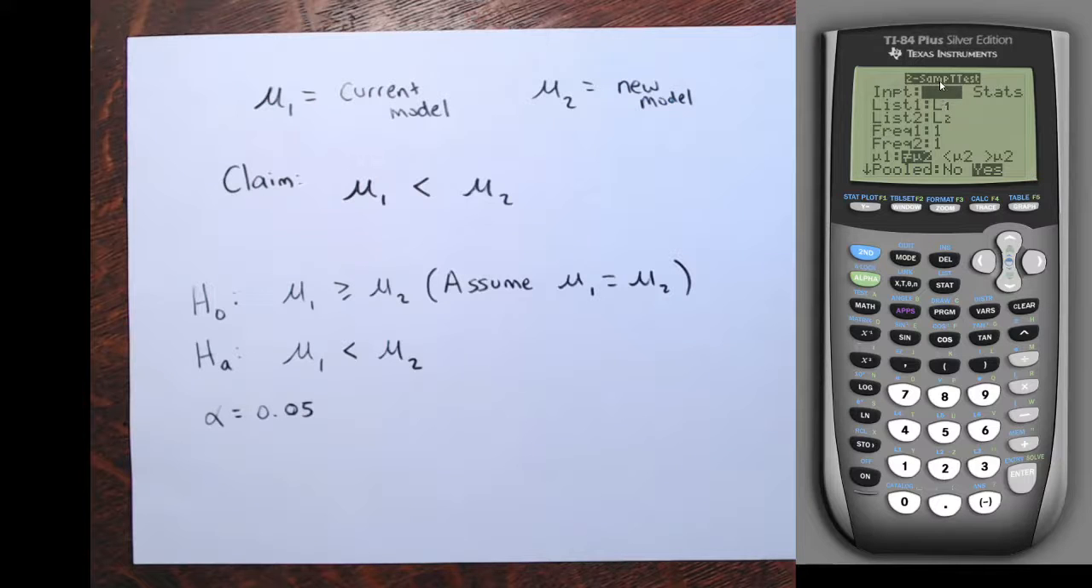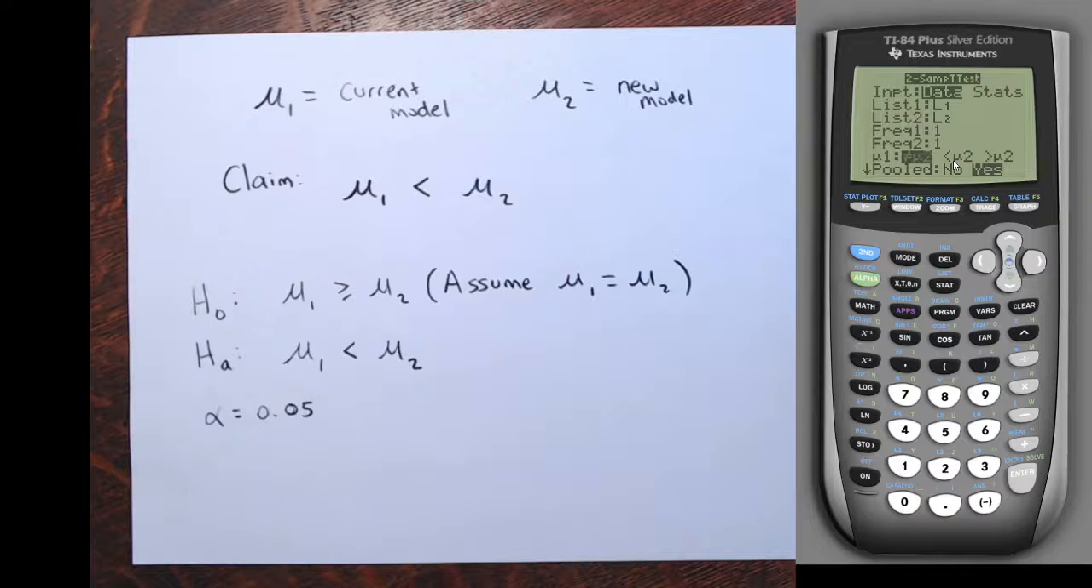All right, so 2 sample t-test. We're given lists of data. Now again, list 1 is down L1. That's the current model lifespans for those 10 bulbs there. And list 2 is down L2 for the new model lifespans. Each one's only counted 1 time each, so there's no frequency list. Just keep these as 1.